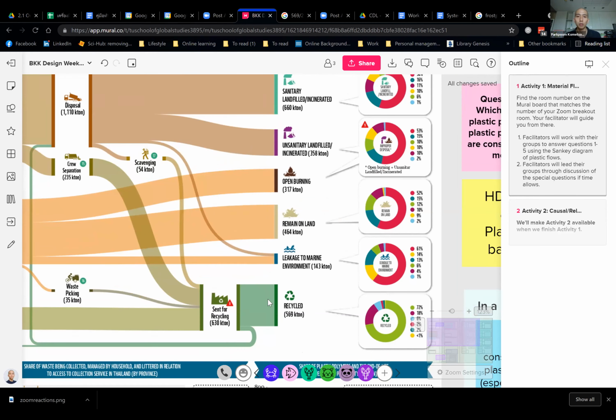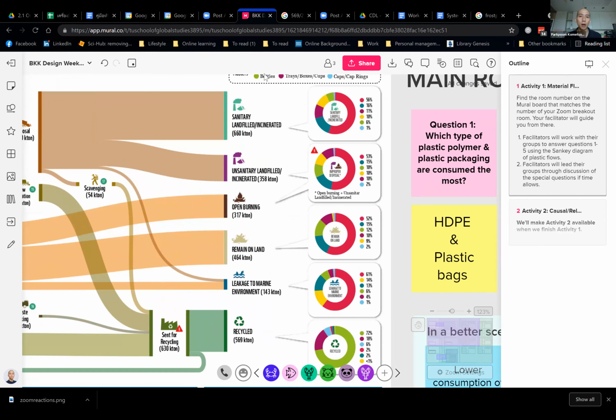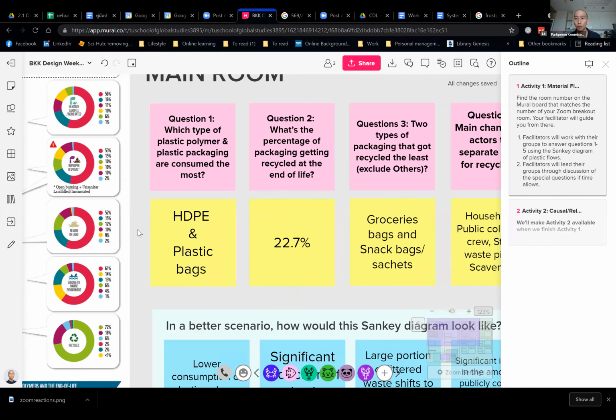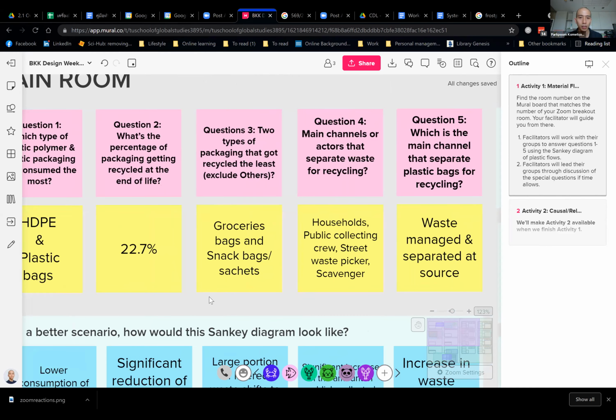And eventually some of it gets recycled. To calculate the percentage, you take the amount of waste being recycled, which is 570 kilotons, divided by the total amount of waste at the end of life, which is 2.5 million tons. The answer is around 22.7%. When I made this question, I felt it was a bit nerdy and mathematical, so I wish everyone is equally nerdy and I suspect everyone got it correct.